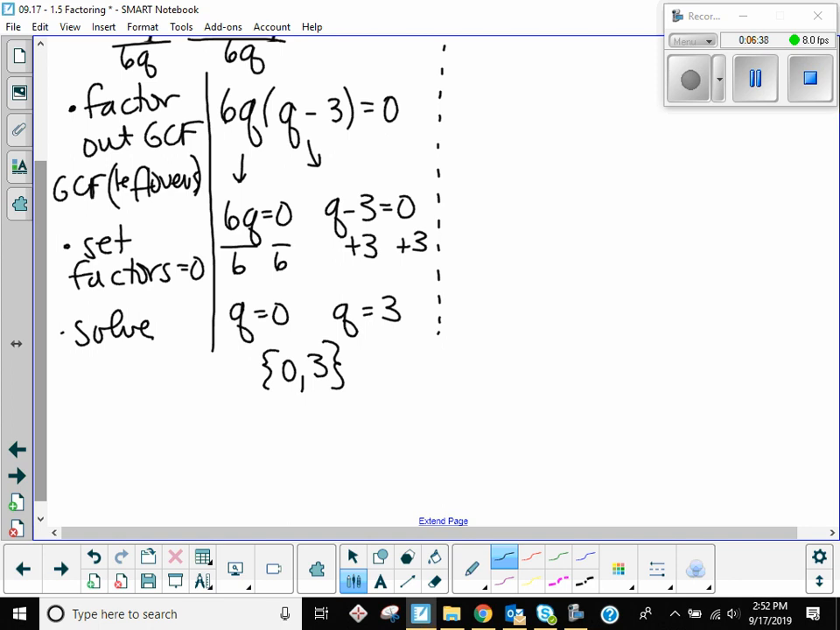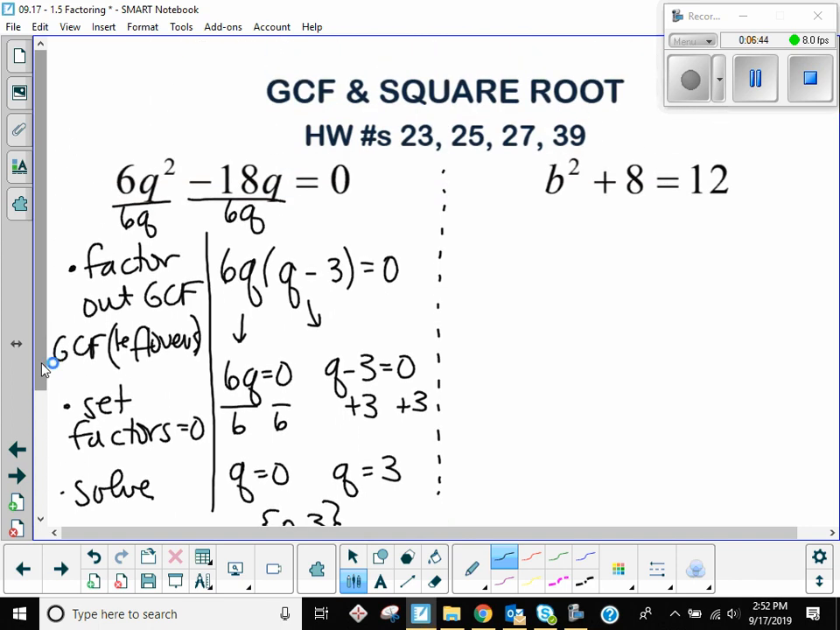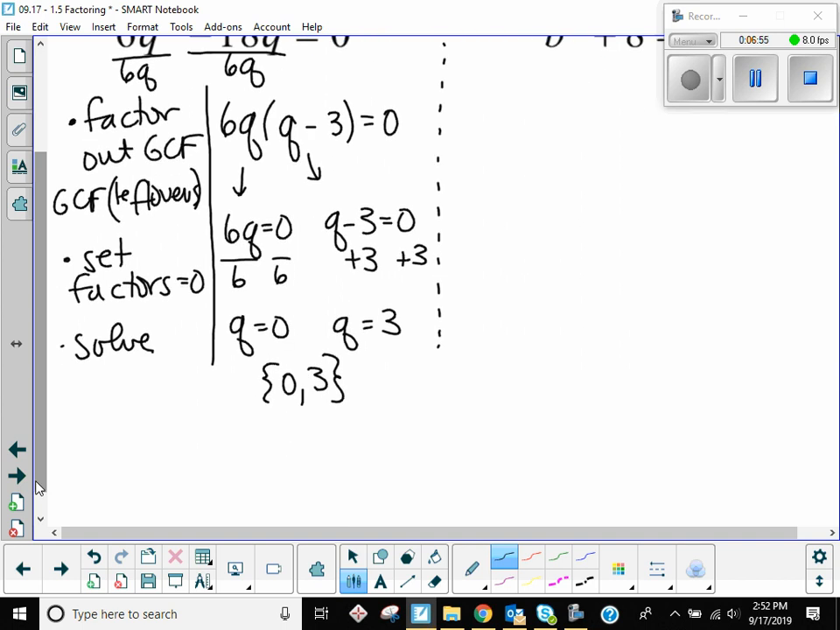How many solutions is that? 2? Were we expecting 2 solutions? Yes. Yeah, because our power was 2, the highest power. The highest power tells you how many answers you'll have, or how many real number answers. All right, so that's GCF.